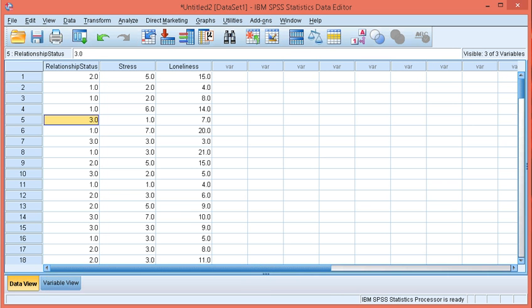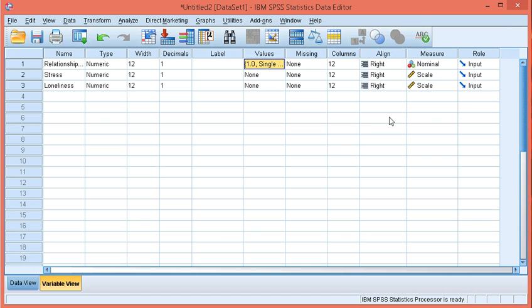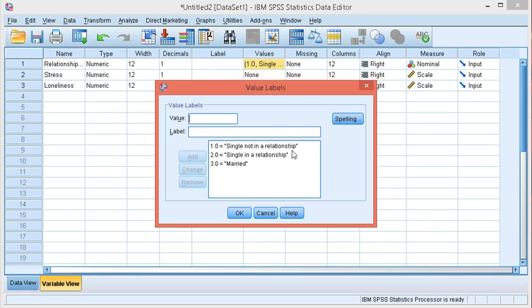So let's now go to our data. These are our variables: relationship status and loneliness, which means ignore this variable for the meantime, stress. When we go to variable view, make sure that relationship status is tagged as a nominal measure, because relationship status is nominal data. We've coded the levels: single, not in a relationship; single, in a relationship; married, as 1, 2, and 3.